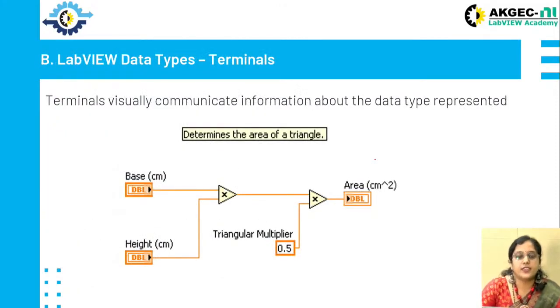If we see the block diagram part, whatever control or indicator we choose in the front panel, its icon will be automatically connected in the block diagram. The icon which is available on the block diagram is known as a terminal, and we will see how this looks. So we will quickly generate one VI for determining the area of a triangle.